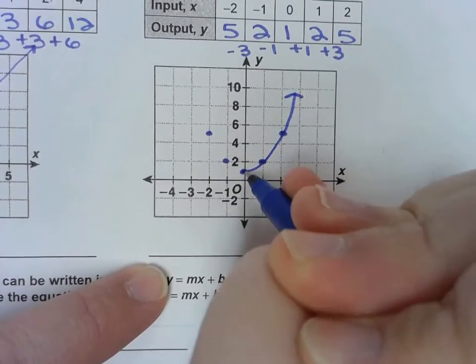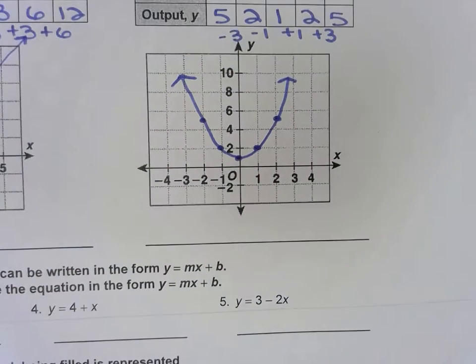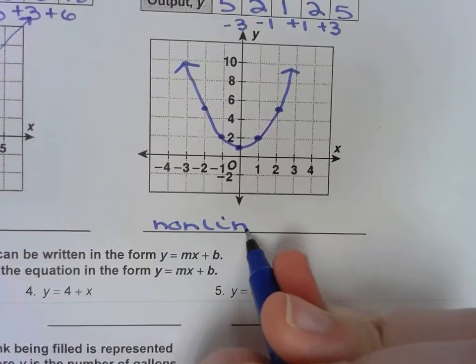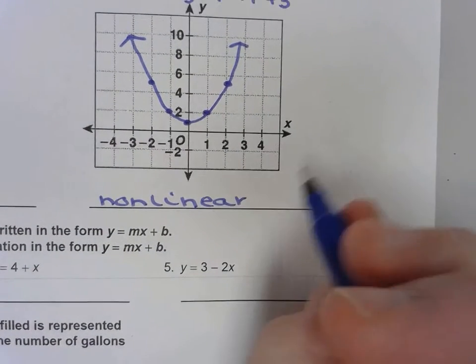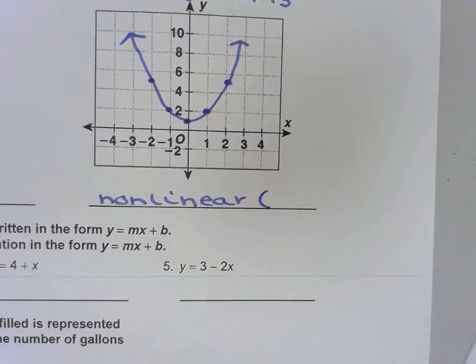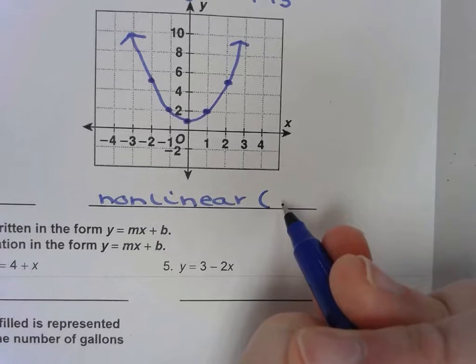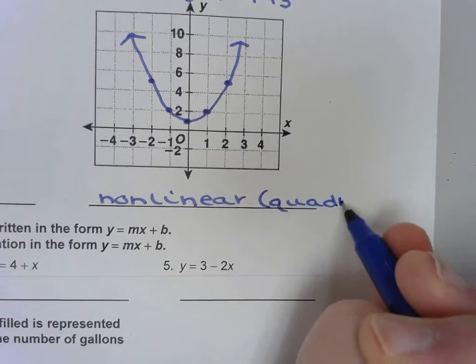If I connect the dots, this is not linear. It does not create a line. It actually creates a what? Parabola. This is nonlinear because it does not create a line. What type of equation will give me a parabola? Starts with the Q. Quadratic. This is actually quadratic, not linear.